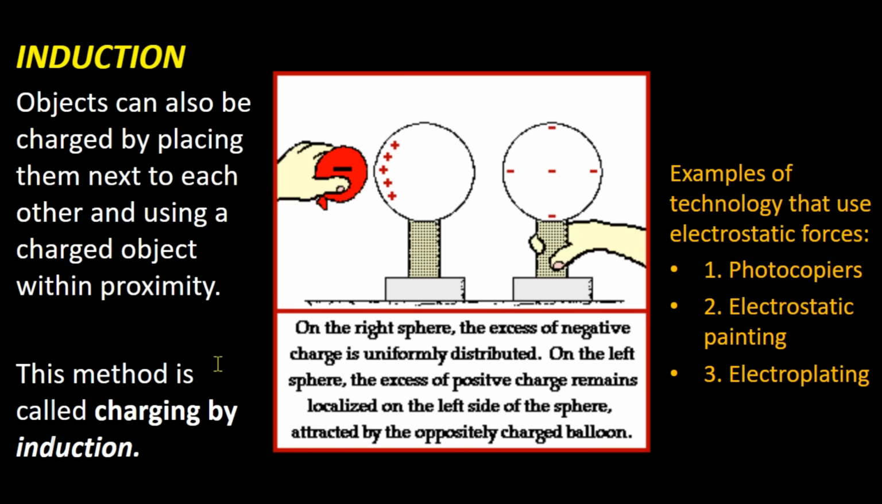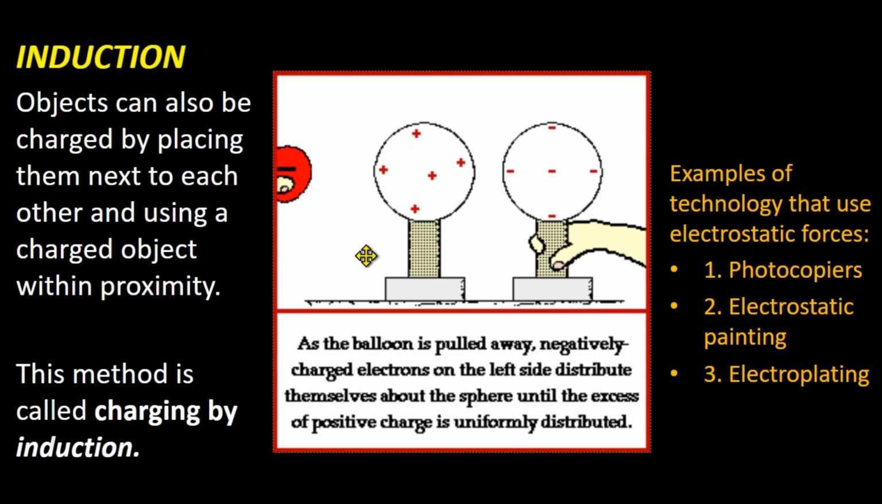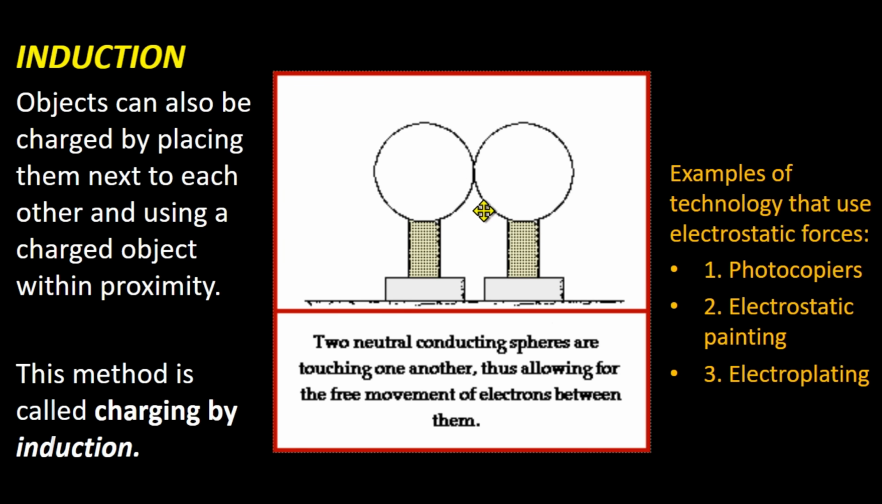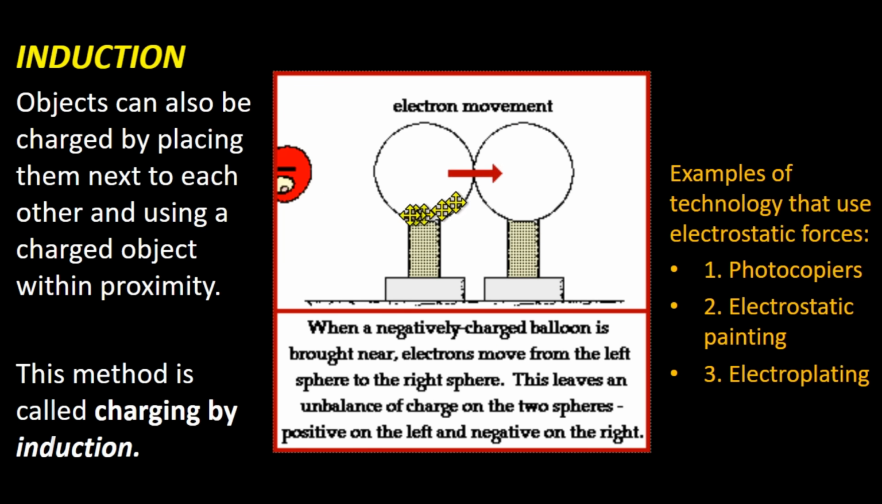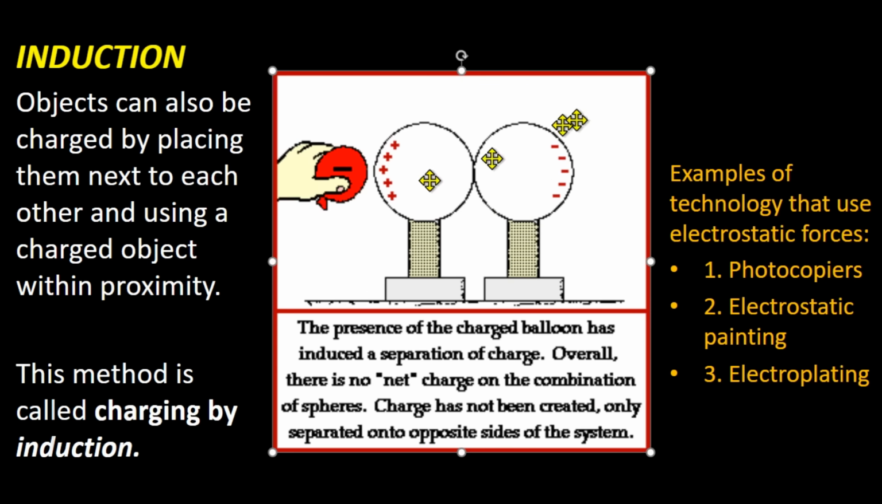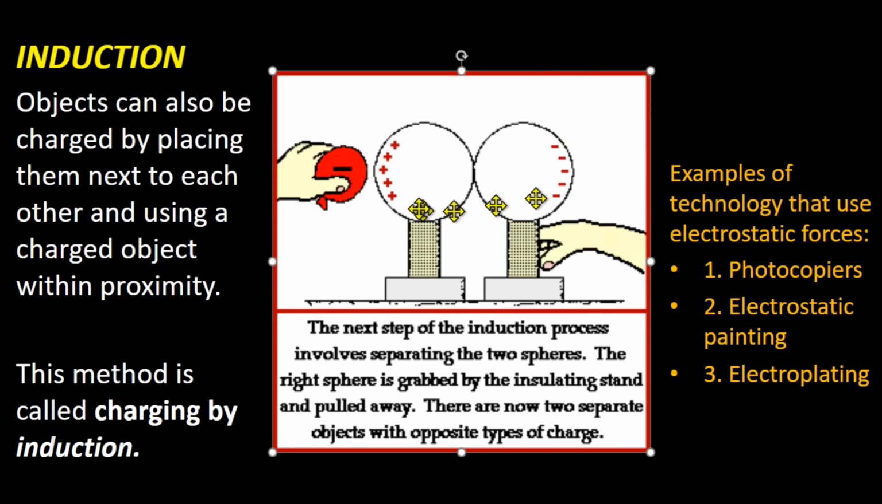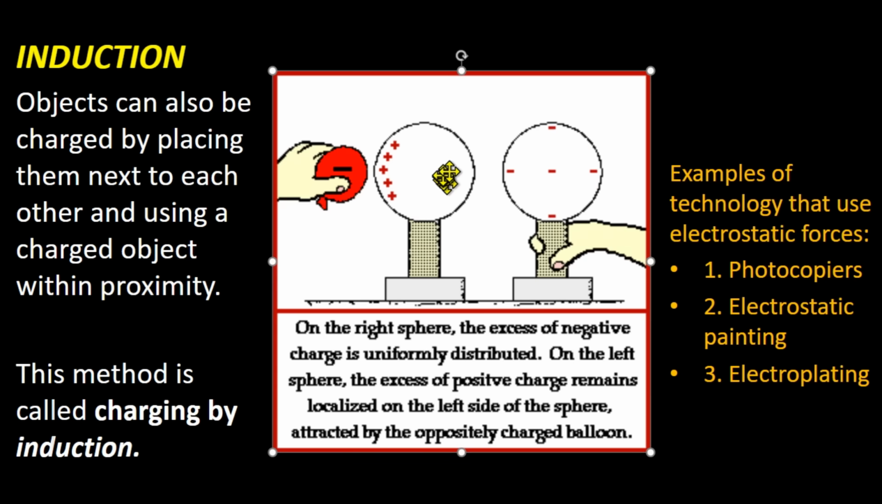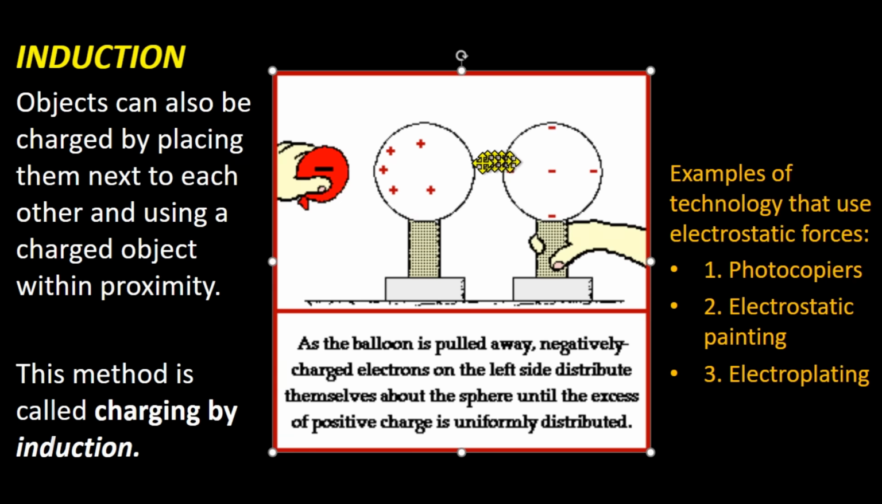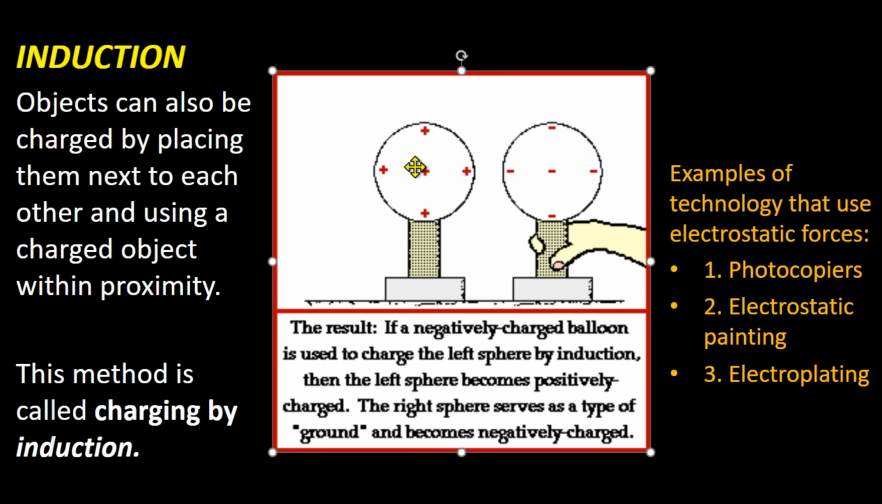So from the animation, here we can see two neutral spheres. When a negative object is brought close to them, positive charges are attracted to it and negative charges are repelled, because like charges repel and opposite charges attract. When the spheres are separated, we can see that they now become charged. One of the spheres becomes positively charged, the other sphere becomes negatively charged.